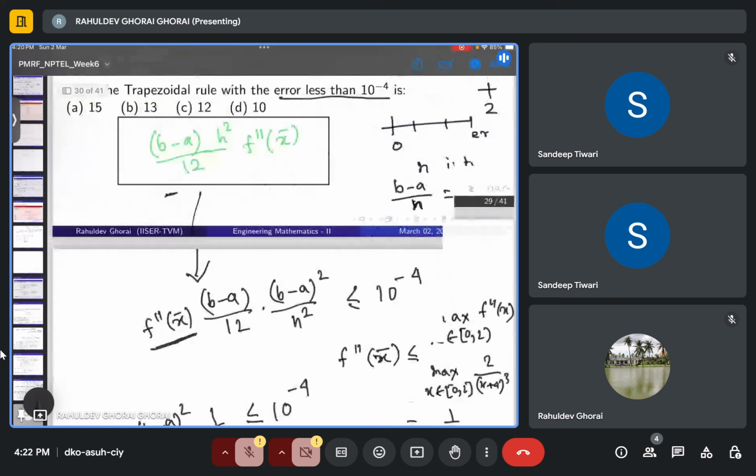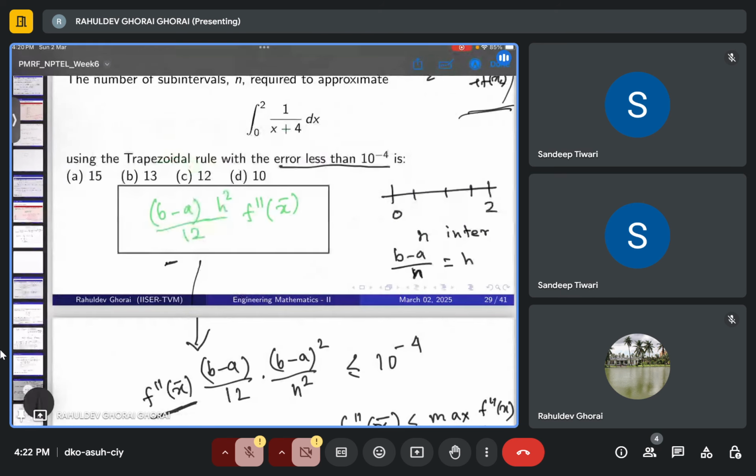So what is the error? The error should be this: the error is less than or equal to the maximum of (b minus a) over a whole square, h square over 12 times the maximum of f double prime of x bar. Yes, sir, this is correct.